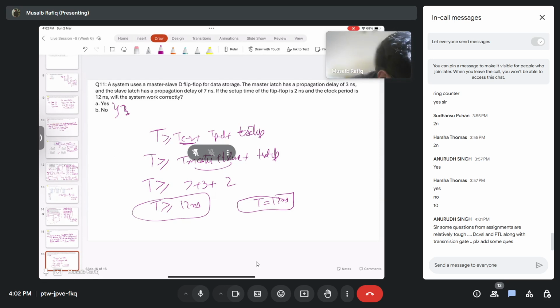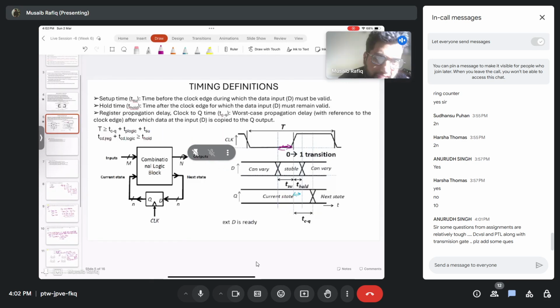Correct. So that is here contamination delay, TCD, right? Here, this thing. You are talking about this thing, right? So basically, this is a contamination delay. That is the minimum delay that is being encountered in the register or combinational block.